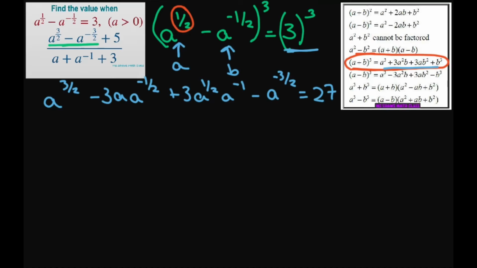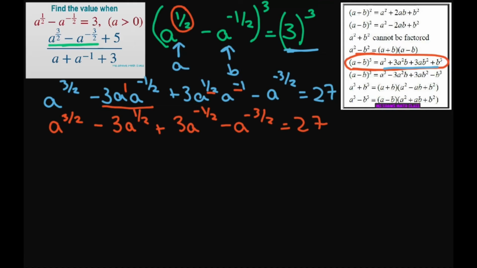Now from here, let's simplify this. This is going to give me a to the power of 3/2. And this part here is going to be 1 minus 1/2, so that's to the power of 1, so a to the power of 1/2. This one is 1/2 minus 1, so that's going to be plus 3a to the power of negative 1/2. And then copy everything else down.